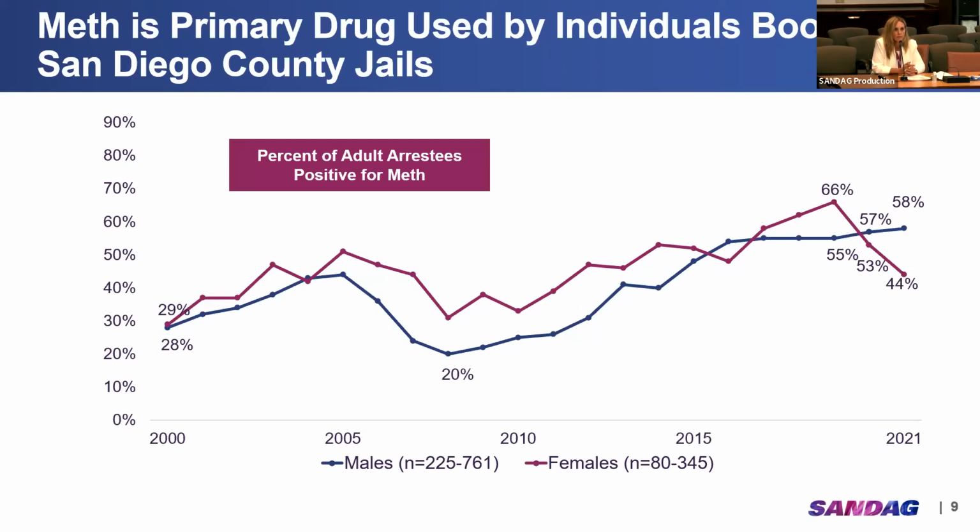Meth has been the drug of choice for many individuals in our justice system. We also had a 22-year high for adult males testing positive for meth. Again, remember that our sample of who we talked to has probably changed over time, because females have traditionally tested positive. But you can see that in 2021, 58% of males tested positive for meth, and 44% of females were positive for meth.